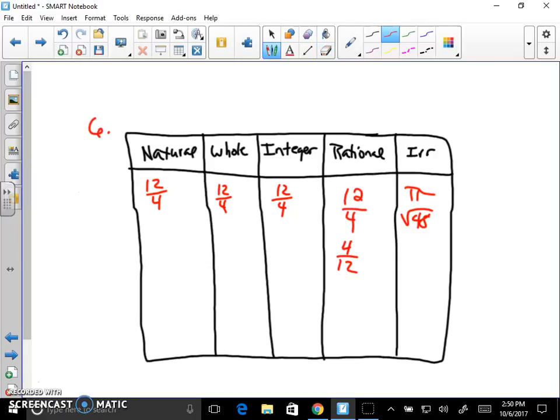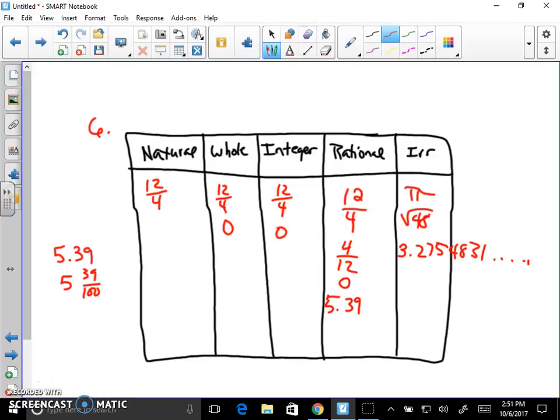Well, 0 is not natural, but it is whole, and if it's whole, it's an integer, and it's also rational. The 3.275, and it keeps on going. I don't know what that next number is. That goes here. Okay, 5.39. It terminates. I can make it into a fraction, so I know it's rational. I know it's just going to terminate and it stops.